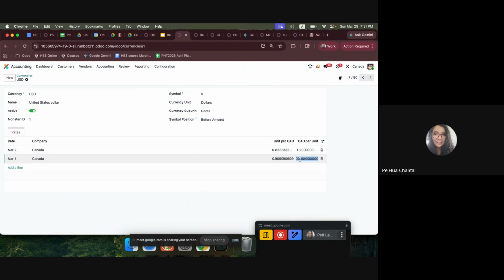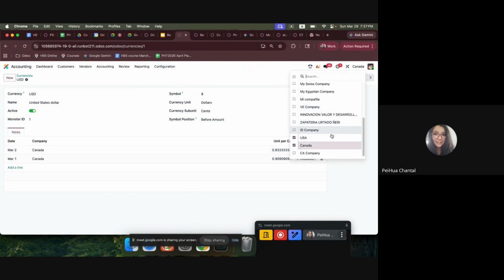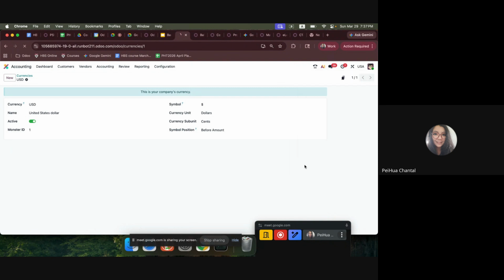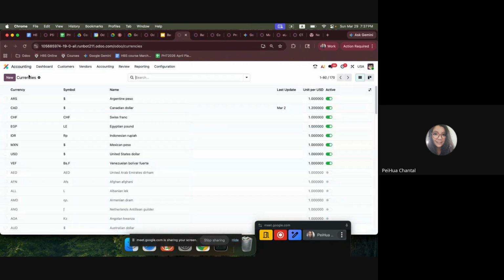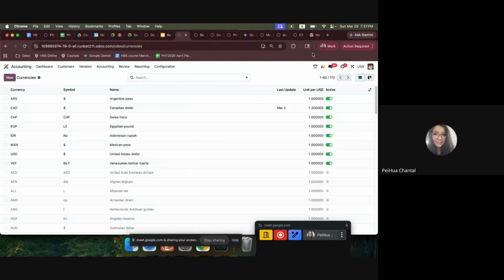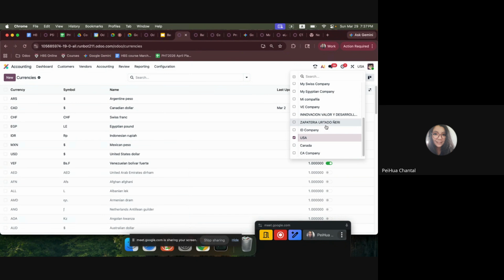And by entering 1.1 here, Odoo calculates 0.9, and 1.2 for March 2nd. That rate is exactly the same, but flipped in the US company. So let me select the US company and then uncheck Canada. In the US company, my Canadian dollars on March 1st is 1.1, and 1.2. So it's the opposite here, which means both companies are set up with the correct currency, flipped.